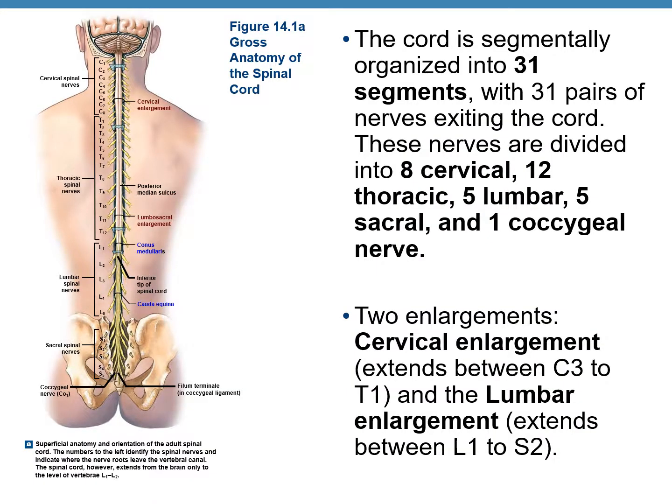The spinal cord is organized into 31 segments, and from each segment there is a pair of nerves that come out. So there are a total of 31 pairs of nerves. These nerves are divided based on the region in which they are present. So there are 8 cervical, 12 thoracic, 5 lumbar, 5 sacral, and 1 coccygeal nerve. The spinal cord also shows 2 enlargements or swellings. The first one is the cervical enlargement and the second one is lumbar enlargement.